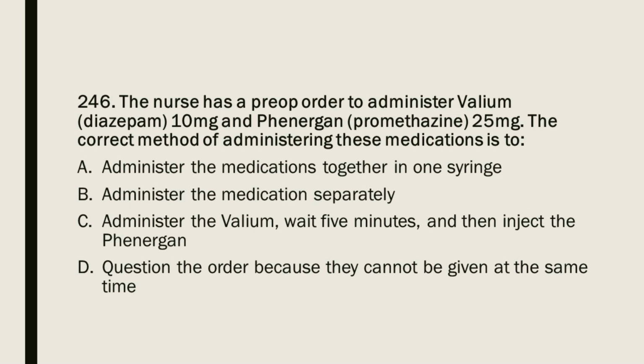246. The nurse has a pre-op order to administer Valium, diazepam, 10 mg and Phenergan, promethazine, 25 mg. The correct method of administering these medications is to A. Administer the medications together in one syringe. B. Administer the medication separately. C. Administer the Valium, wait 5 minutes, and then inject the Phenergan. D. You question the order because they cannot be given at the same time.